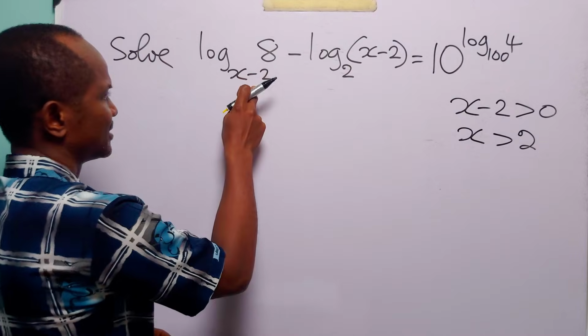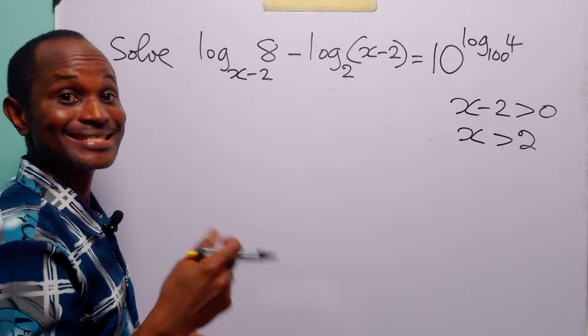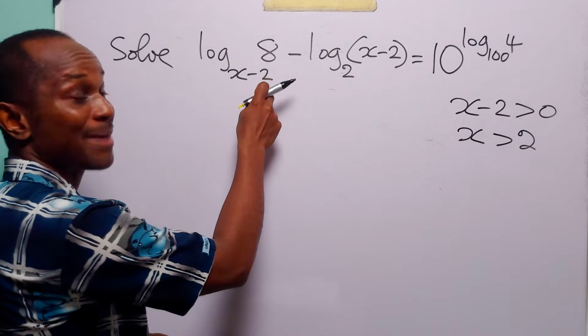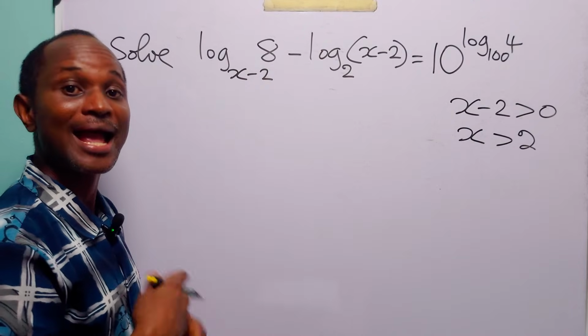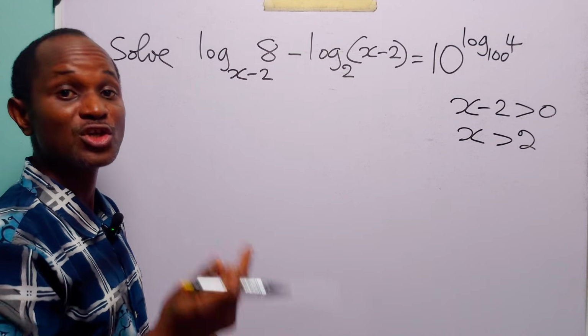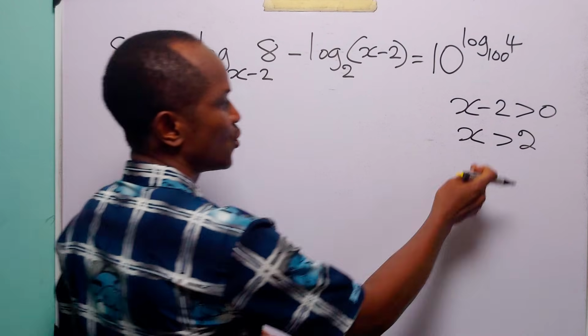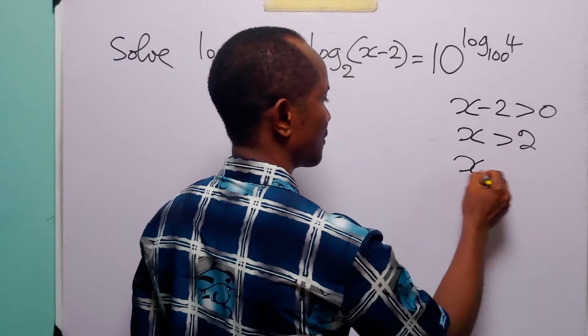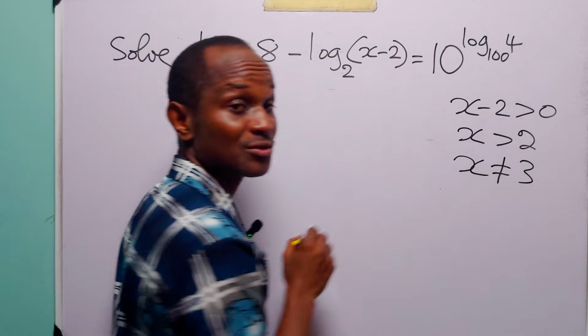But now let us look at this. Notice that when x is equal to 3, then in the base of this logarithm, we have 3 minus 2, which is equal to 1. And of course, you know that 1 cannot be the base of a logarithm. So in general, not only must x be greater than 2, x must not be equal to 3.